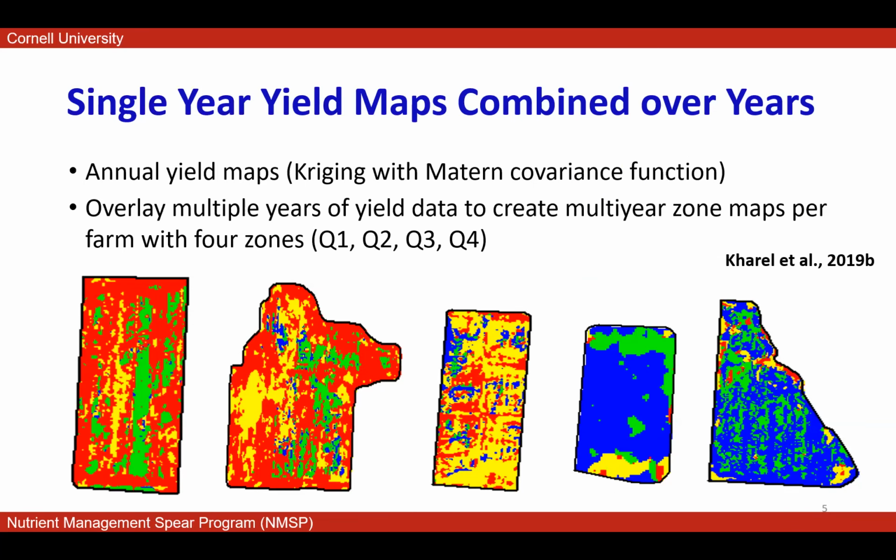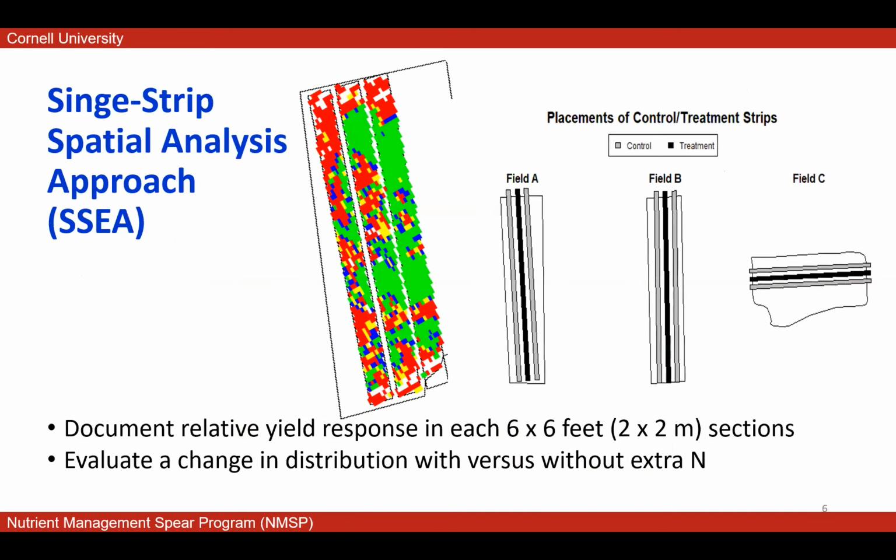We developed a mechanism of turning yield monitor data into accurate annual yield maps and then overlaying those yield maps to generate quadrant maps with quadrant 1, 2, 3, and 4. 4 different colors depending on yield, whether it's high and consistently high, quadrant 1, or low and consistently low, quadrant 4, or variable in quadrant 2 and 3.